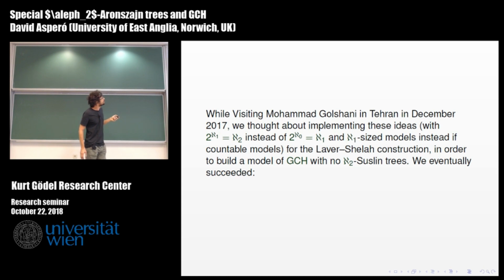That's not what I'm going to talk about, but I'll say that, while visiting Mohammad Golshani in Tehran last year, we thought about implementing these ideas, not with the continuum, but one level up, preserving 2 to the Aleph 1 being Aleph 2, and with Aleph 1 sized models. Okay, it's the same thing, instead of countable models. And to implement these ideas in the context of the Laver-Shelah construction, in order to build a model of GCH with no Aleph 2 Suslin trees, and we eventually succeeded.